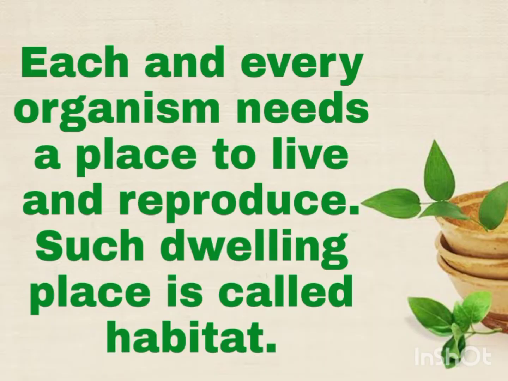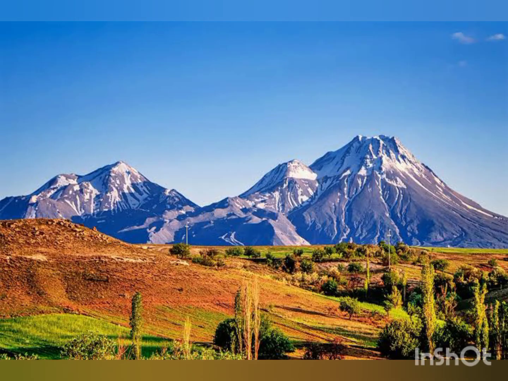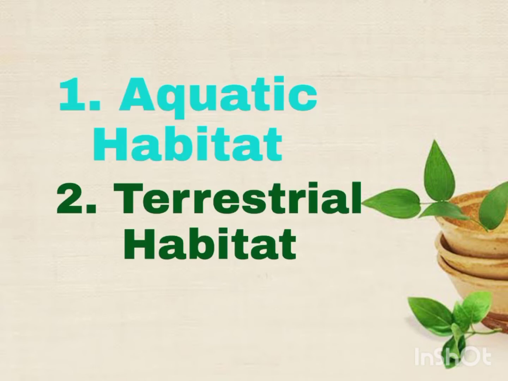Each and every organism needs a place to live and reproduce. Such a dwelling place is called a habitat. From the depth of the ocean to the top of the highest mountain, habitats are places where plants and animals live. Let us study about the types of habitat. There are two types of habitats: aquatic habitat and the terrestrial habitat.